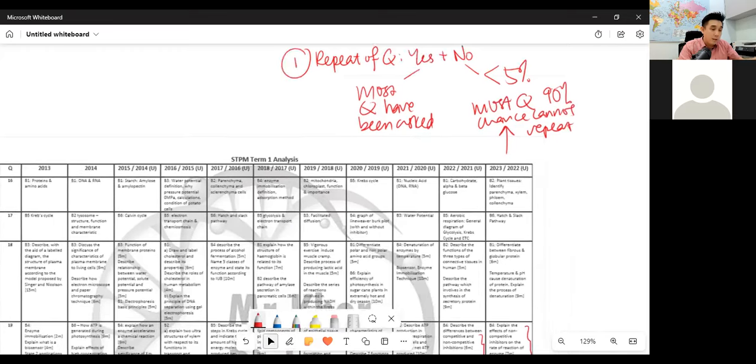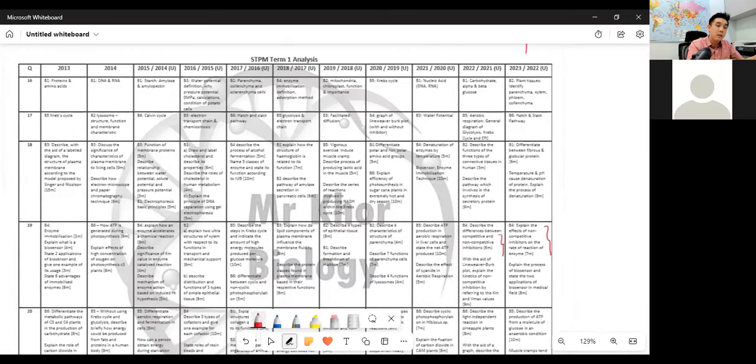Okay, come, let's start. So guys, let us focus on chapter one first. I'm going to roughly go through with you what came out, and then what is the more important subtopic for this year. I'm going to start off by using blue color. If you look at 2023, they ask about fibrous protein and globular protein, then they ask about denaturation and the process.